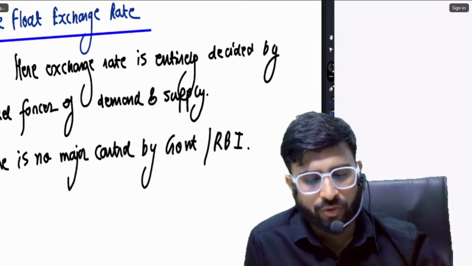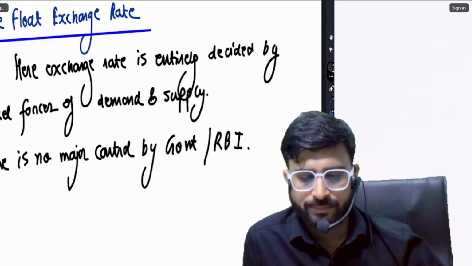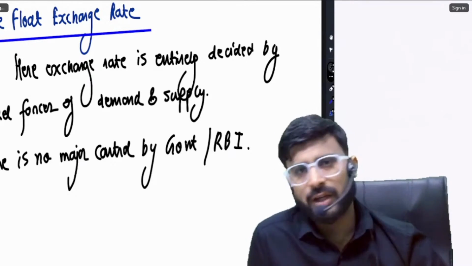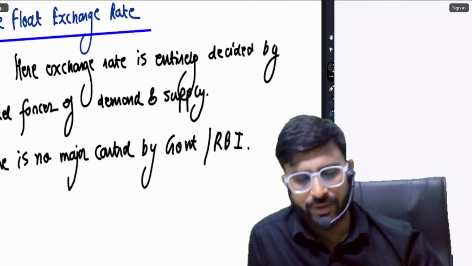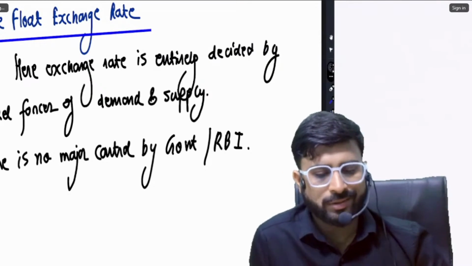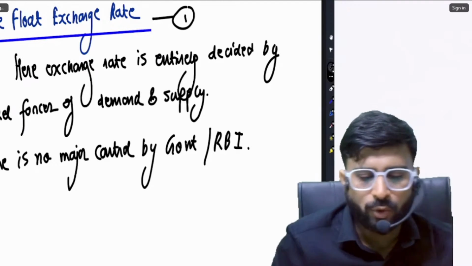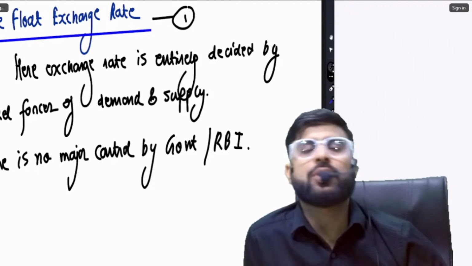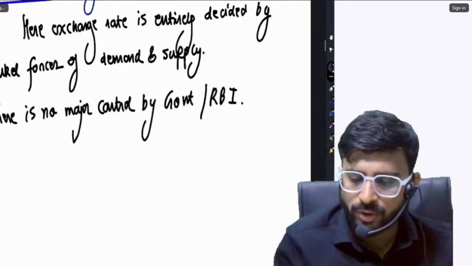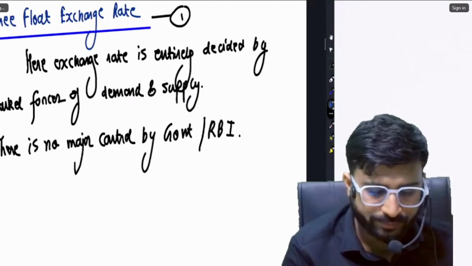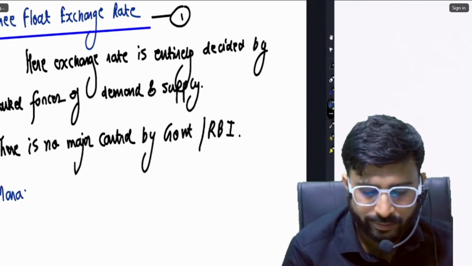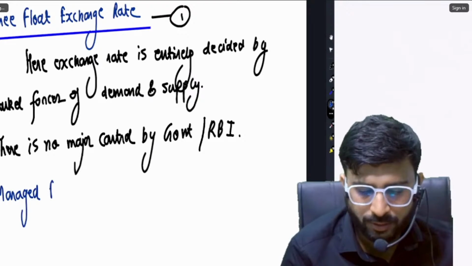Is that clear, friends, so far? Yes or no? Come on, guys. Yes, sir. We have understood that indeed. Very good. So number one, this is free float exchange rate. Sir, what is number two? Friends, number two is, friends, what is number two?